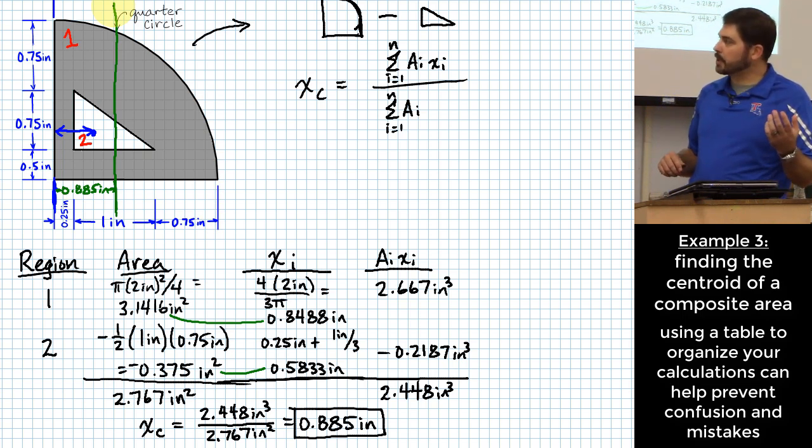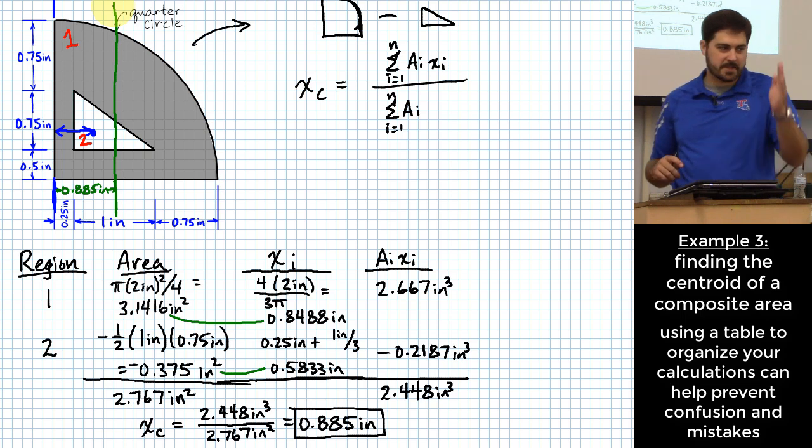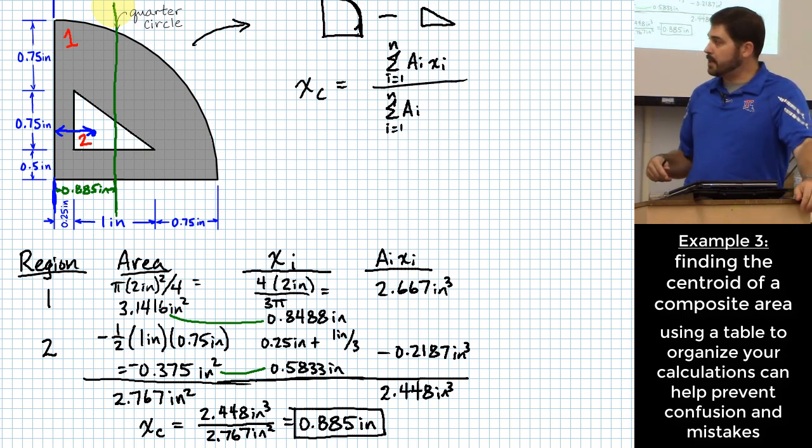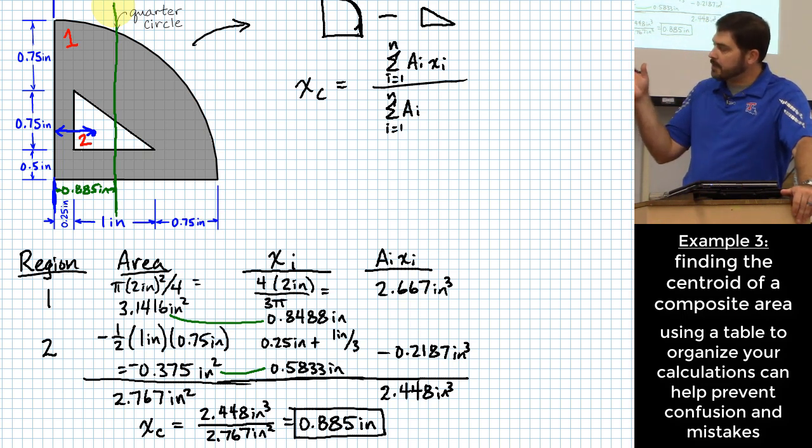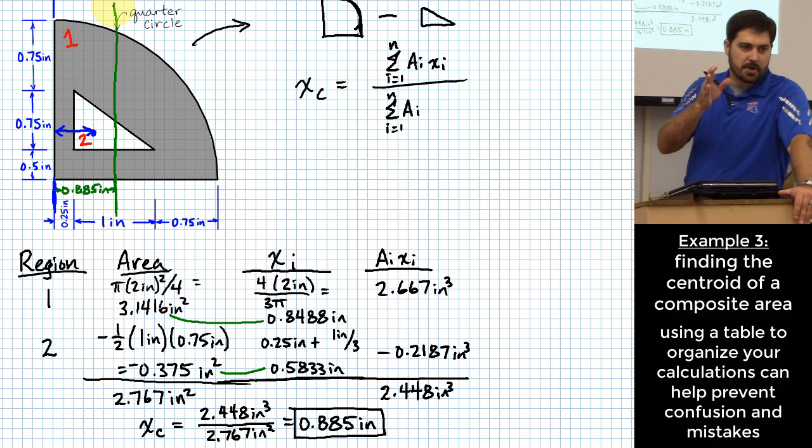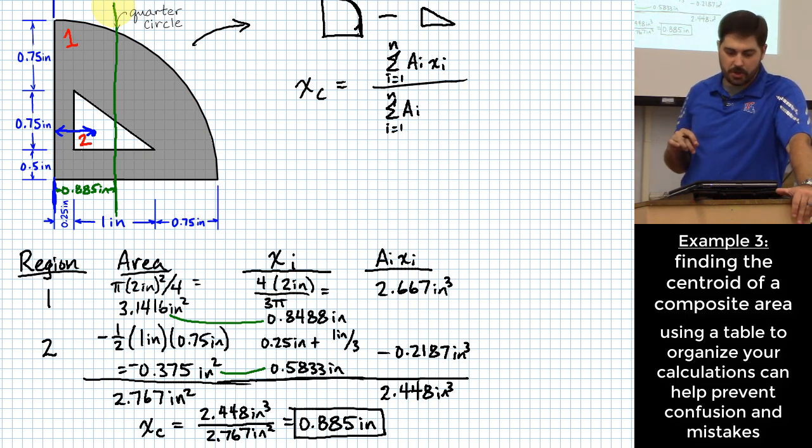Okay? That's a really important thing. You have to define the axis you're making all your measurements relative to, because once you find a dimension that gives you the location of your centroid, you're going to measure that with respect to the same axis you started off with. So it's really important to make sure you know which axis that is and stay consistent with it.